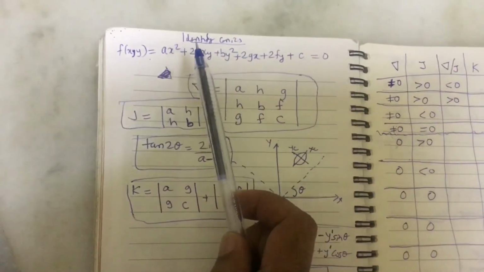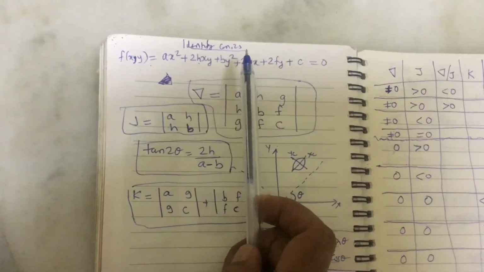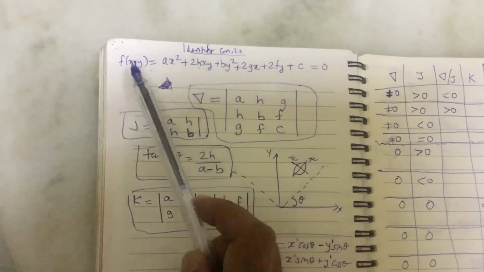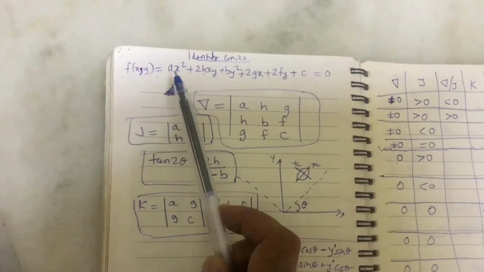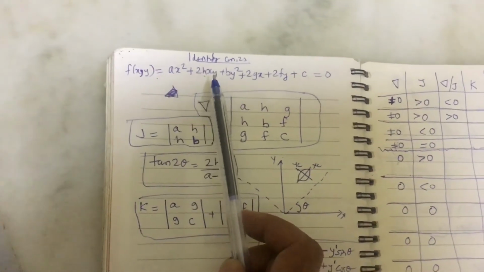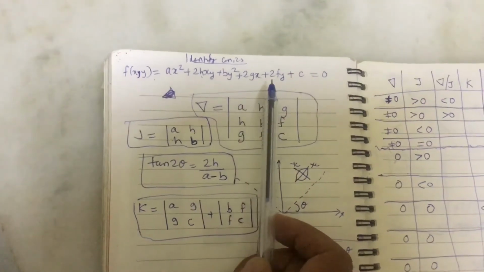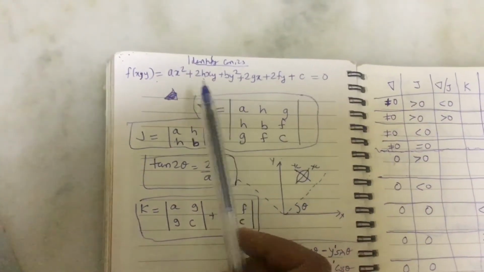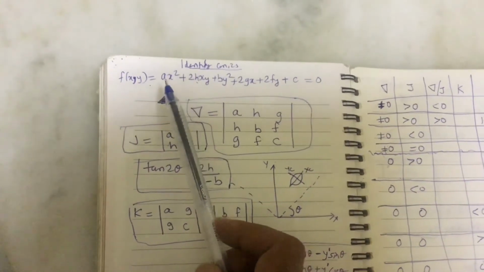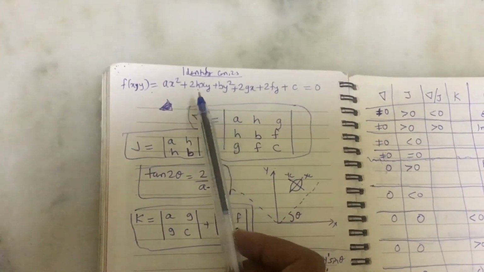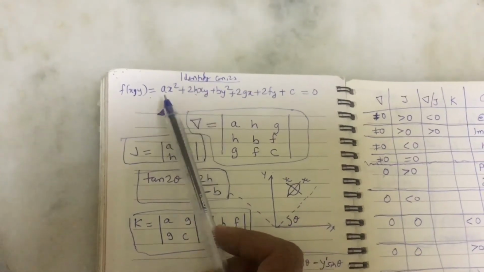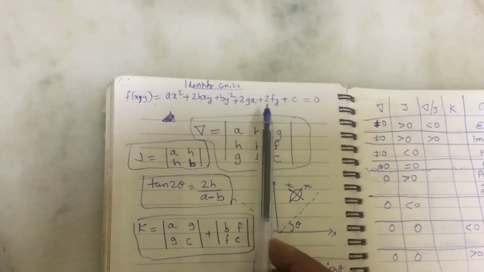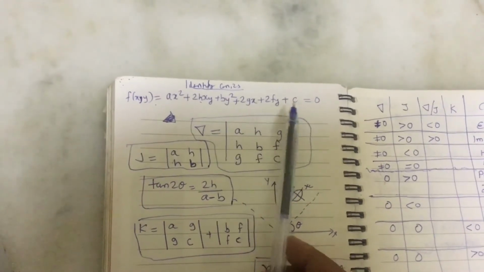Hey students, today we are going to identify conics using the generic equation of a conic, which is f(x,y) = ax² + 2hxy + by² + 2gx + 2fy + c = 0. So this is my conics equation. Note carefully: the x² term is a, the y² term is b, h is the xy term, a and g are both x-related terms, b and f are y-related terms, and c is a constant.